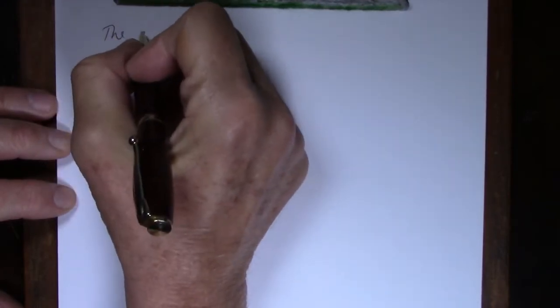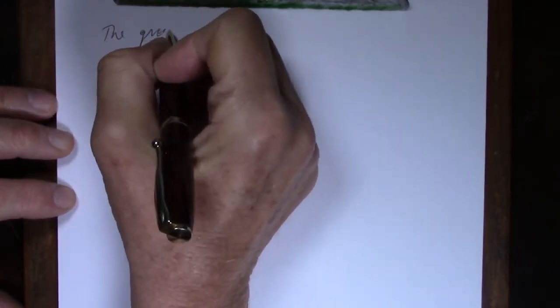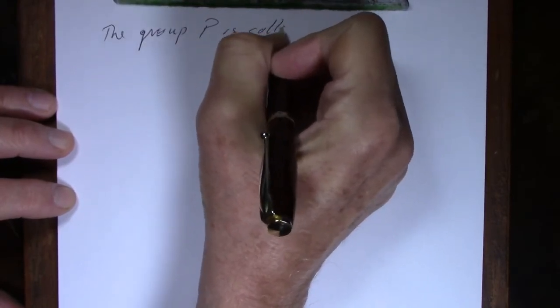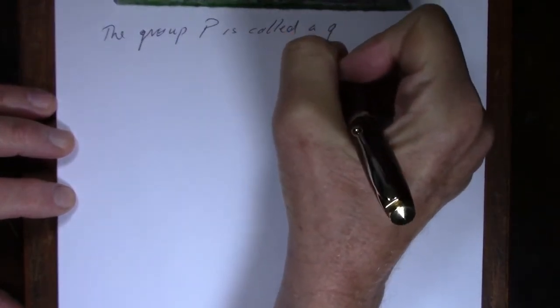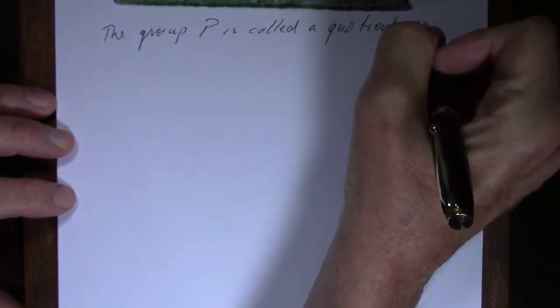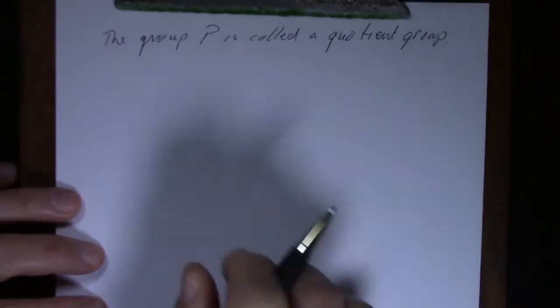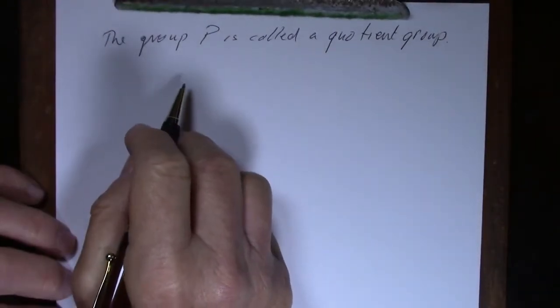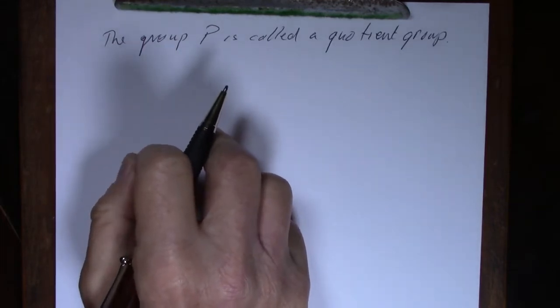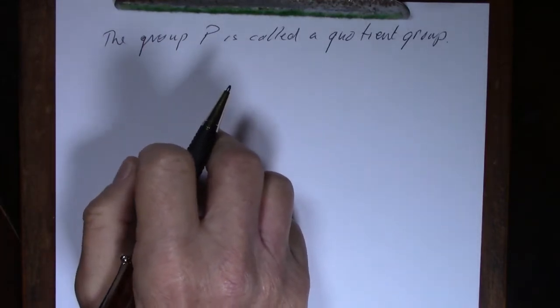The new group, by the way, the group P, is called a quotient group. That terminology is probably not very clear right now from our discussion. It will be later, but maybe it would have been better to call this a partition group, but it's called a quotient group.